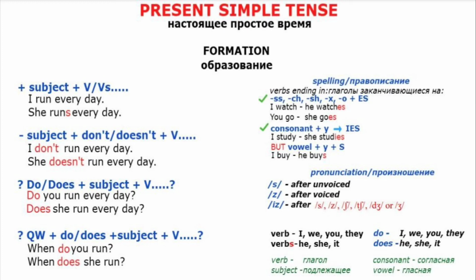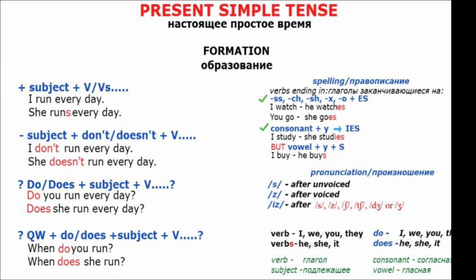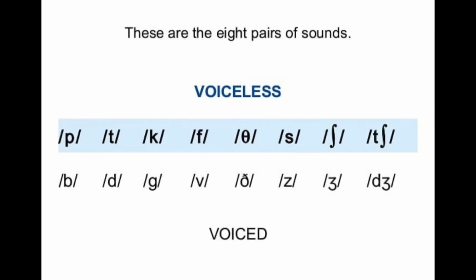Pronunciation. We pronounce s like s after unvoiced, z after voiced, and iz after s, z, sh, ch, j. Here you can see 8 pairs of sounds: unvoiced or voiceless and voiced.